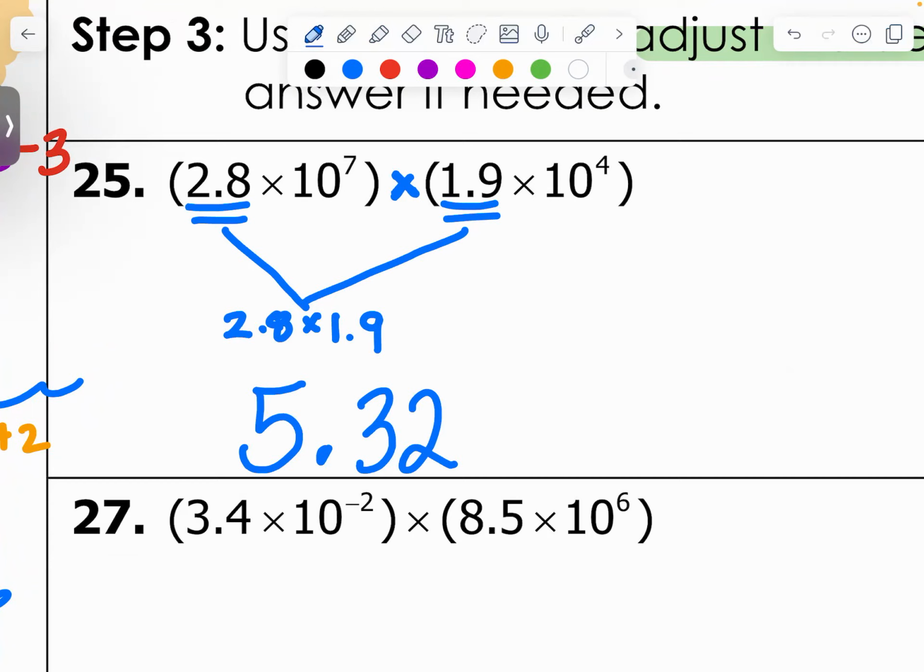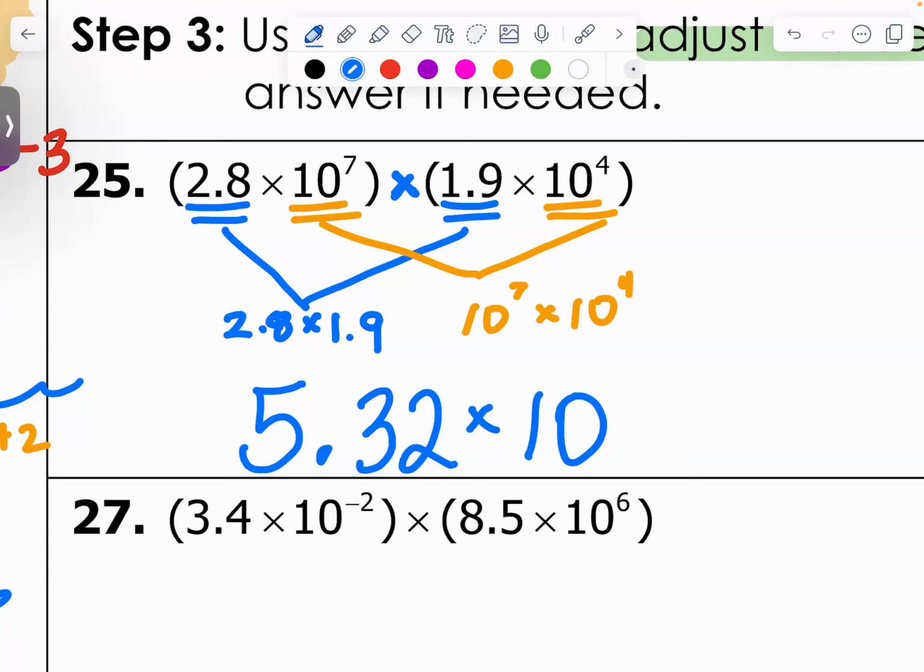Okay. Then we need to take our 10 to a power, and we need to do 10 to the 7th times 10 to the 4th. Now, what do we do with our exponents when we are multiplying and our bases are the same? We add them. Okay, so Reagan, what is 7 plus 4? 11.